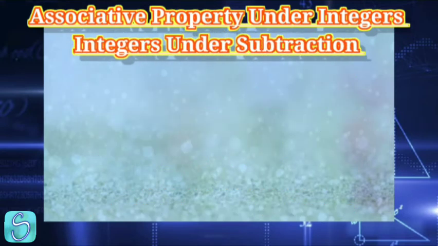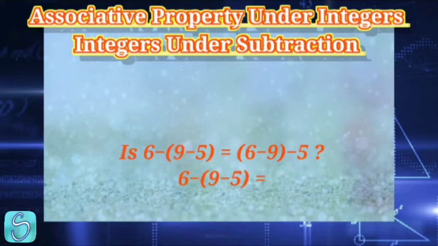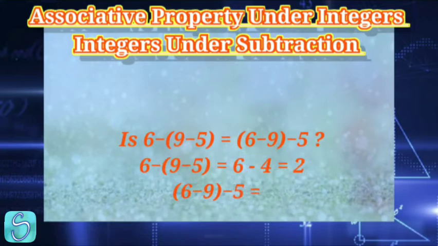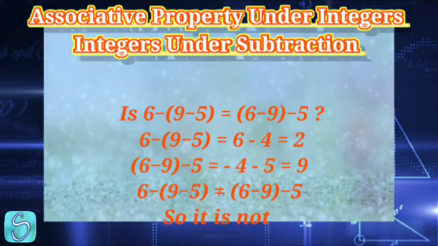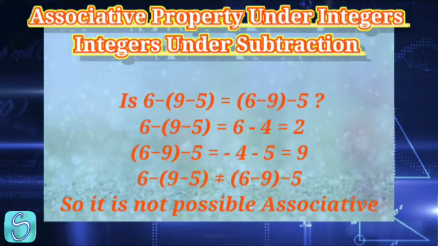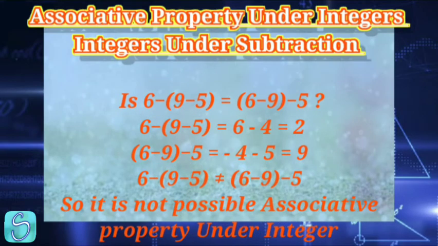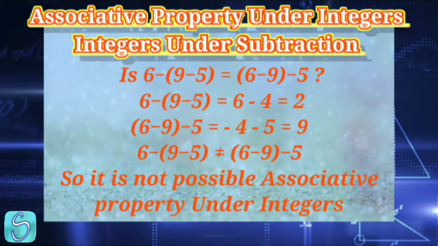Associative property under subtraction: (6 - 9) - 5 is equal to 6 - (9 - 5). Find the value of 6 - (9 - 5): 9 minus 5 is 4, so 6 minus 4 is equal to 2. Find the value of (6 - 9) - 5: 6 minus 9 is minus 3, then minus 3 minus 5 is equal to minus 8. So (6 - 9) - 5 is unequal to 6 - (9 - 5). So the associative property does not hold under integers for subtraction.